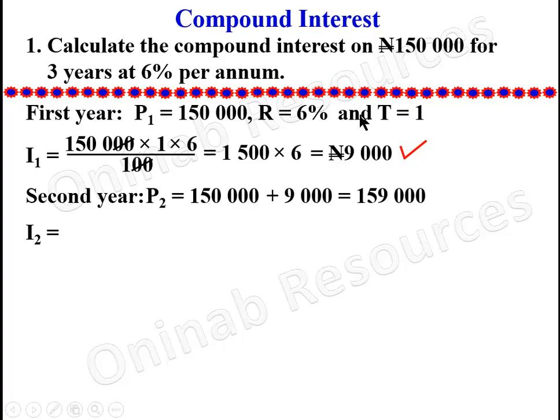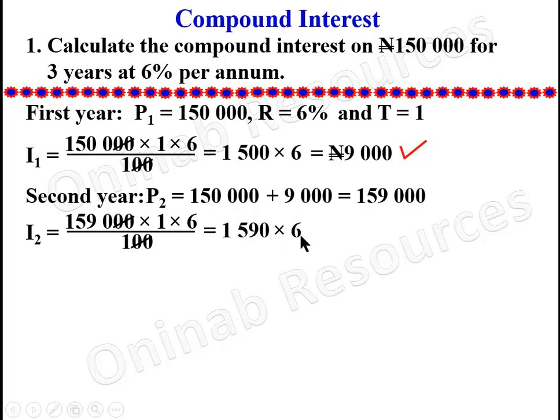Then we now calculate the interest in the second year, which is still going to be this new principal multiplied by time, and that time is still 1 year, and multiply by the rate, then divide by 100. So that will give us 159,000 times 1 times 6 divide by 100. So 2 zeros cancel 2 zeros here. I'm left with 1,590.